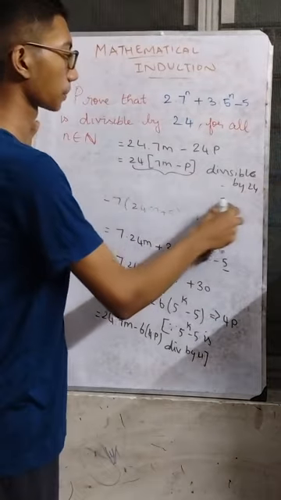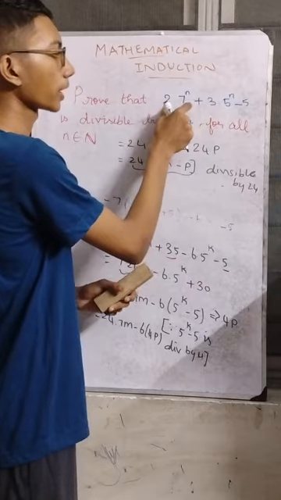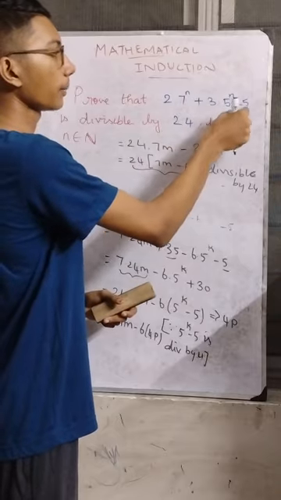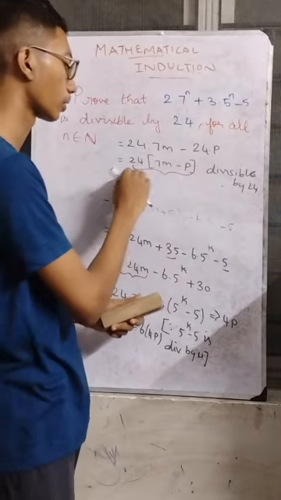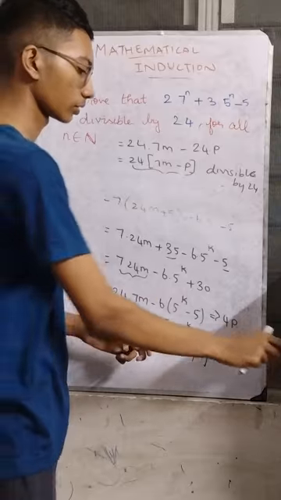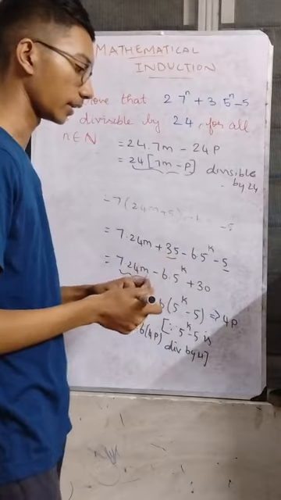So we have got this expression, that is 2 times 7 power n plus 3 times 5 power n minus 5, is divisible by 24. So this is the final answer. So that's the proof right there.